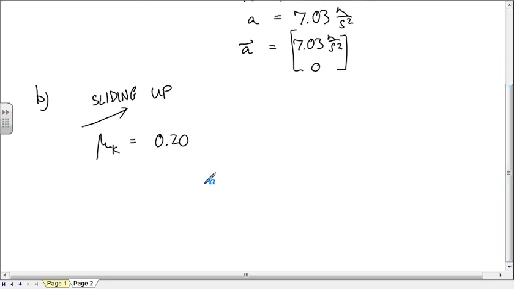So for this one, here's the free body diagram. And all the stuff that appeared with no friction still is in there. So there's still 147.15 down. Still a normal force. Tension force of 200. But now there's also a friction force.